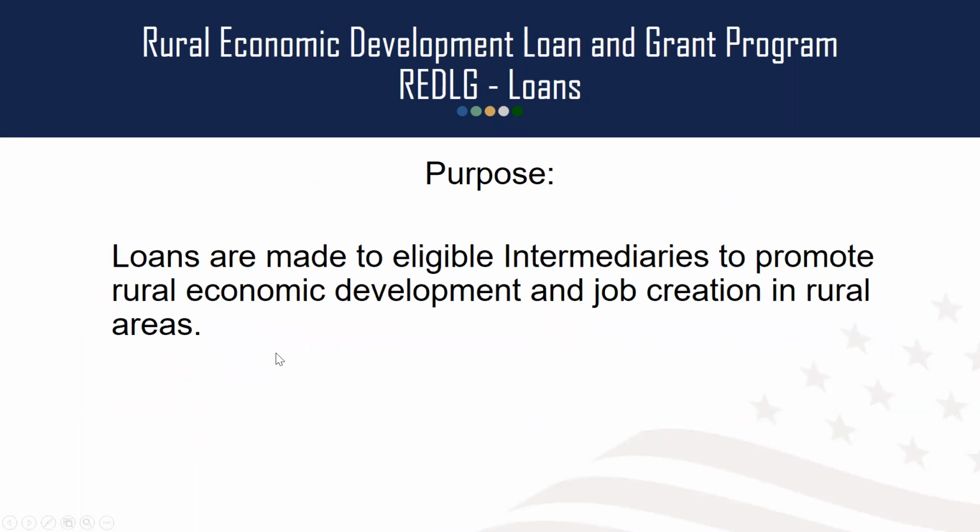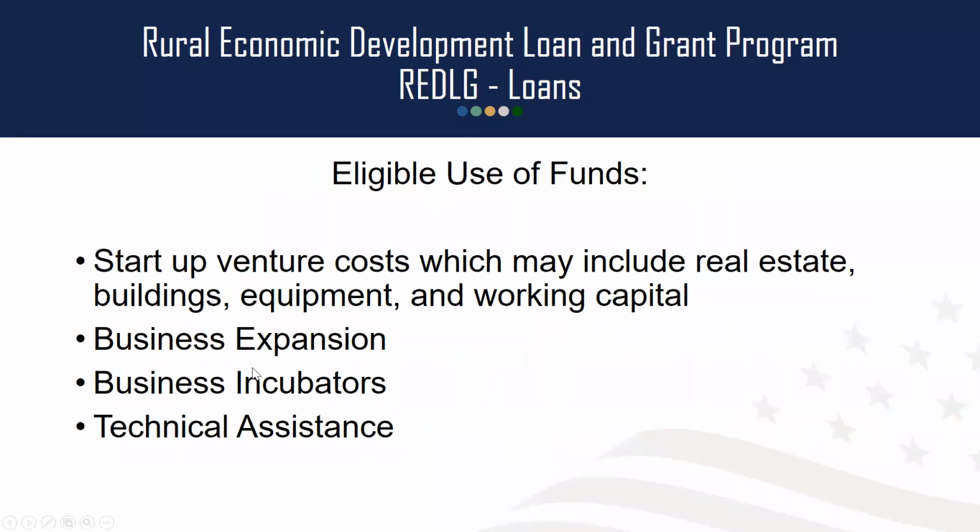And we talked about what the purpose was, and we can go to the next slide. The eligible use of funds. Startup venture costs, which may include real estate, buildings, equipment, working capital, business expansion, business incubators, technical assistance. There are a lot of eligible uses for this program. I will say that I went through these slides a little quick, and there's a wealth of information contained on these slides for your reference, as well as for you to go back and look at the programs that are eligible and some of the eligibility requirements. Let's go to the next slide.